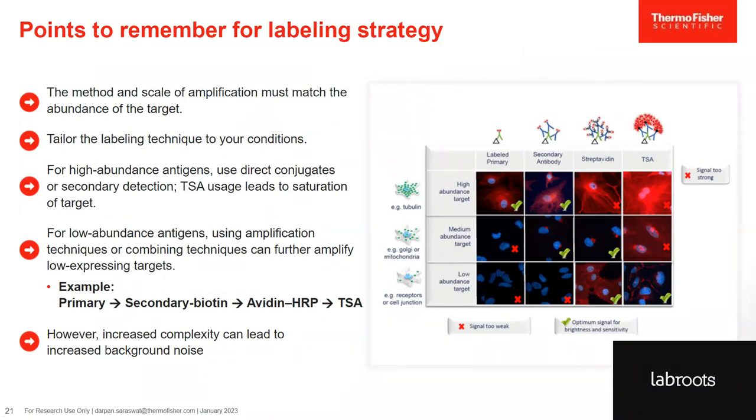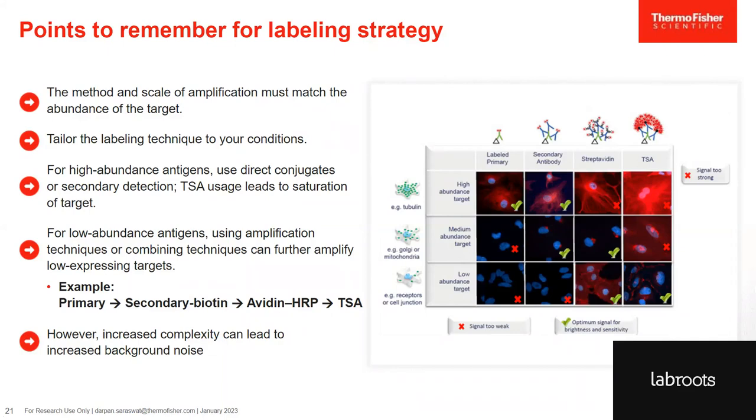So let's summarize the most important points for labeling strategies. The key of using an amplification technique is to have an idea about the relative abundance of your target. For a high expressing target, a standard secondary detection is enough, or even a dye conjugate is usually sufficient. In fact, in those cases, if you use the TSA kit, it will oversaturate your signal.